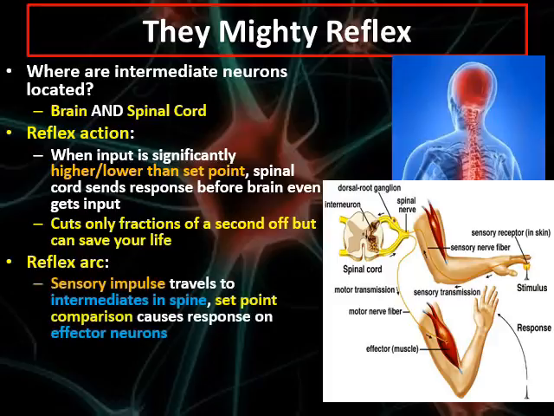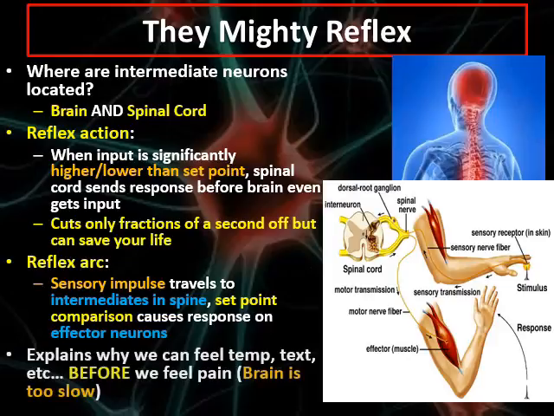So the reflex arc is a sensory impulse that is sent to an intermediate neuron in the spine, compared to a set point, and then another impulse is sent to the effector neurons, which will cause some type of change. And of course this is done so fast that things like temperature and texture can be felt before we even receive pain, because pain is only received by the brain. So before you really realize that you're being injured, you can take in all this extra information about the environment and react to it, and then your brain catches up and says, oh wait, ow, I'm in pain because I've been injured. Okay, so now let's talk about how we send an impulse.